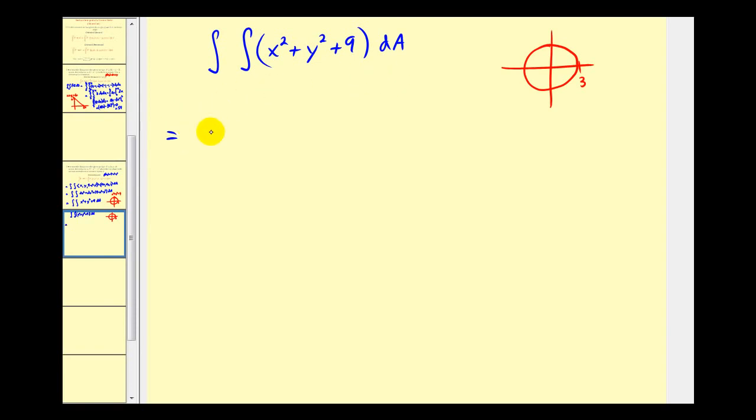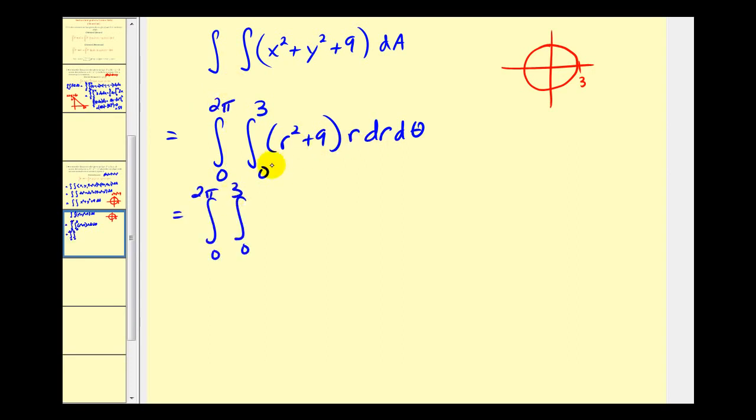Okay, so we're going to use polar coordinates. x squared plus y squared is equal to r squared, so we'll have r squared plus 9. And then dA is going to give us an extra factor of r, dr d theta. So r is going to be from 0 to 3 based upon our xy trace, and theta will be from 0 to 2 pi.